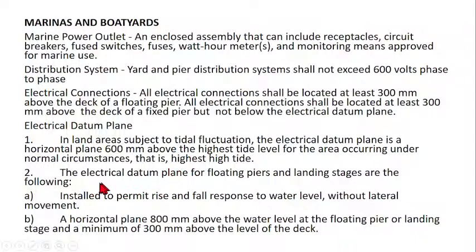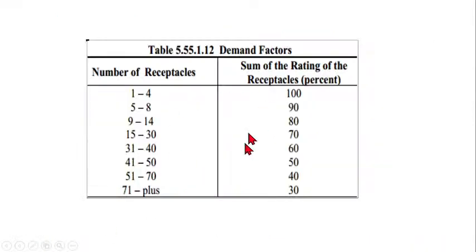Kapag naman, the electrical datum plane for floating piers and landing stages are the following. So installed to permit rise and fall response level. So depending on the tide, yung kanyang horizontal is 800 mm above or a minimum of 300 mm. Ito yung demand factor for marinas and boat yards.